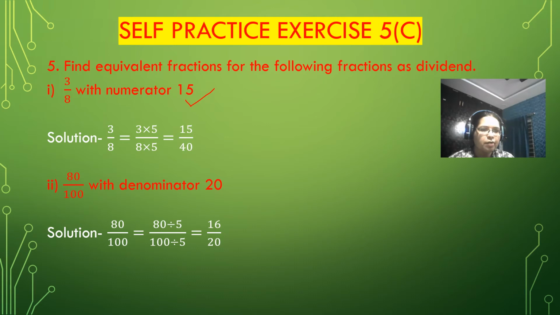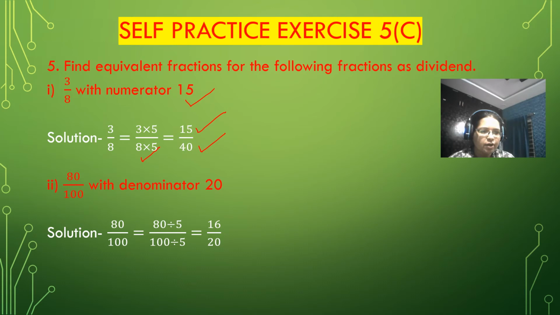We know multiply 5 with numerator 3, we get 15. That is equal to the numerator of the second fraction. So multiply the same number 5 with both numerator and denominator of 3 divided by 8. Now multiply the numerator 3 with 5, we get 15. Multiply the denominator 8 with 5, we get 40. So 15 divided by 40 is the equivalent fraction of 3 divided by 8. We get the denominator 40.